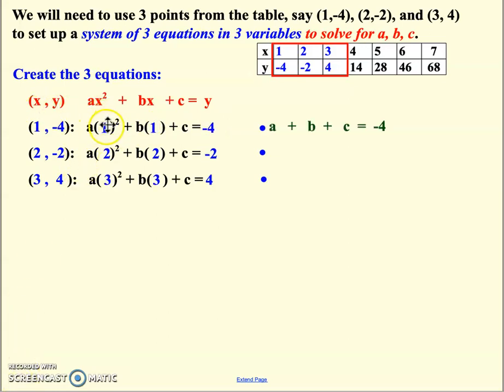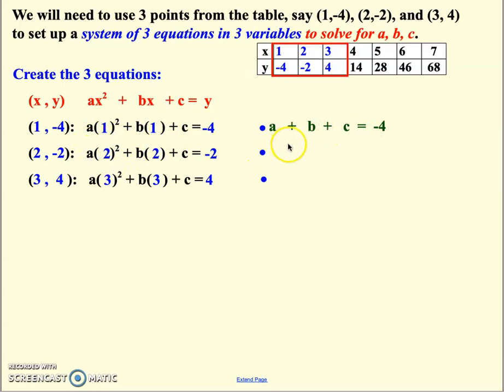So we got our x's in. X is 1, y is negative 4. X is 2, y is negative 2. X is 3, y is negative 4, and that's just dropping in from our coordinates. And then all we're going to do is get rid of all these parentheses and clean it up. So 1 squared is 1, b times 1 is b, so you get a, b, c, negative 4.